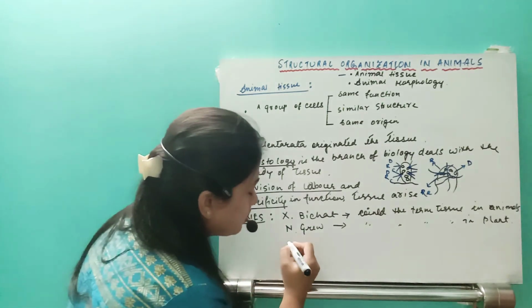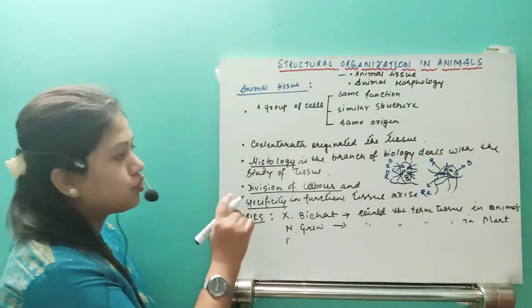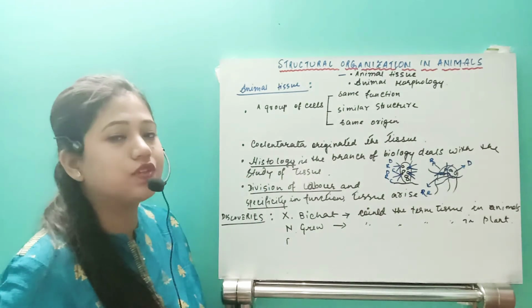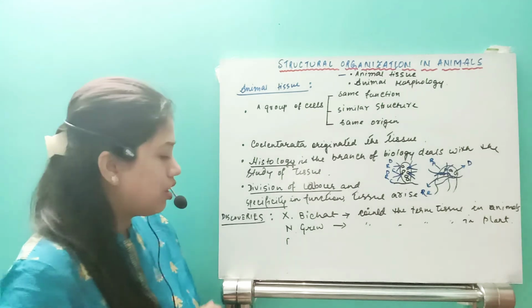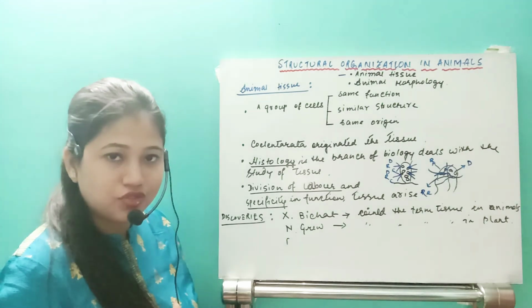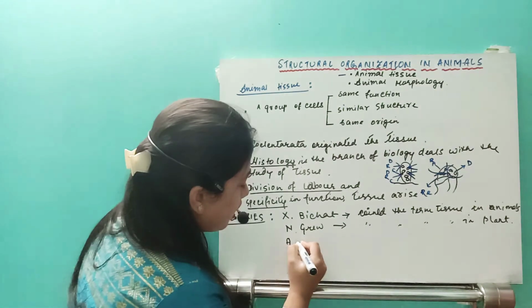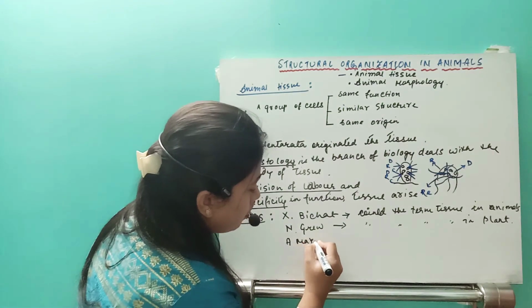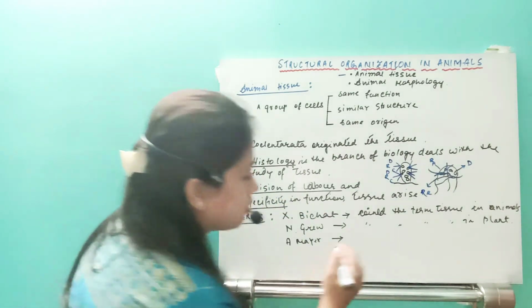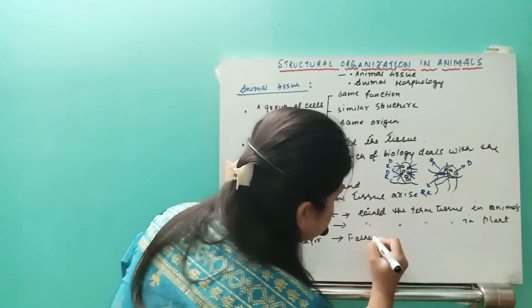Next one, who is the father of histology? I told you that histology is the branch of biology that deals with the study of tissue, right? So who is the scientist who developed that branch, histology? That is Auguste Mayer. Okay, so Auguste Mayer is known as the father of histology.